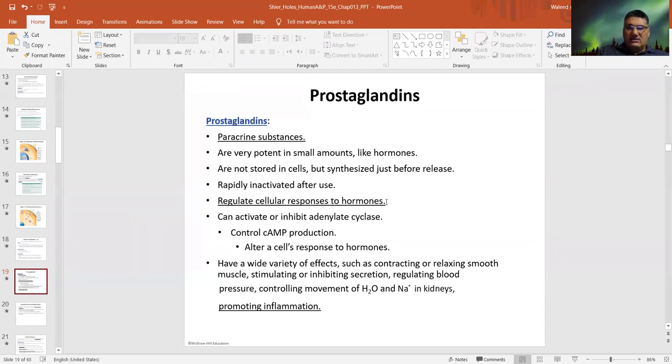It can regulate the cellular responses to hormones. If a hormone is coming and the cells are responding, prostaglandin can regulate that response by stimulating or inhibiting adenyl cyclase, which is the one that makes the second messenger, which is cyclic AMP. It also promotes inflammation. Let me just tell you something here. If you're taking an anti-inflammatory, something like Advil, it suppresses the prostaglandin, by the way. So it will decrease inflammation and pain. So this is prostaglandin.